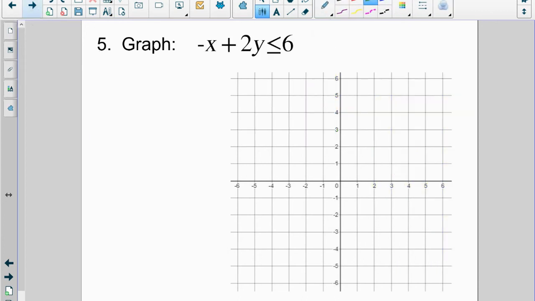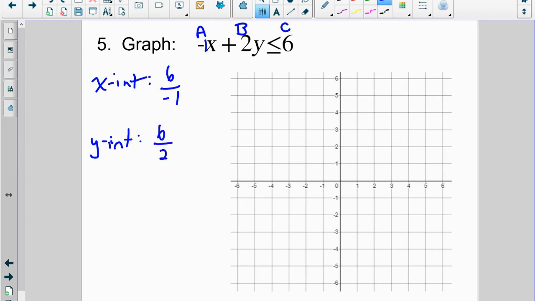For number 5, we see now that y is not by itself. This is actually standard form where x and y are on the same side. And for standard form, to figure out where our line is located, we have to identify the a, b, and c. So a is -1, b is +2, c is +6. My x-intercept is when I take the constant value and divide by the number in front of the x. My y-intercept is when I take the constant term 6 and divide by the number in front of y. So my x-intercept is -6, my y-intercept is +3.